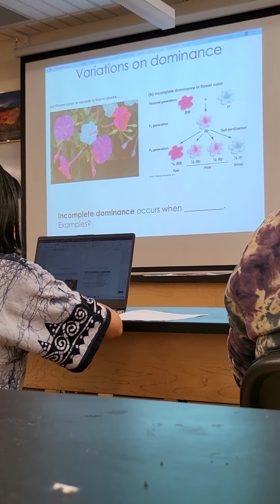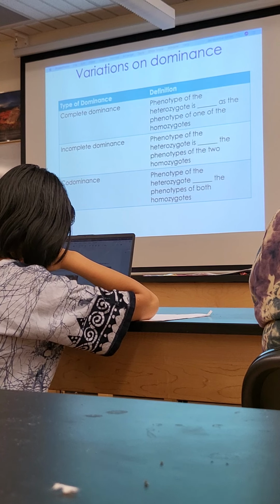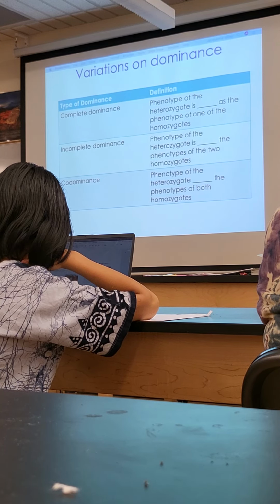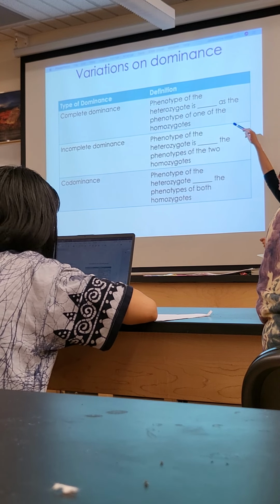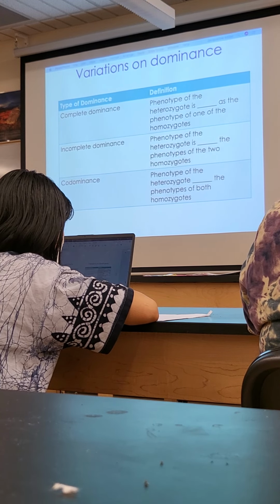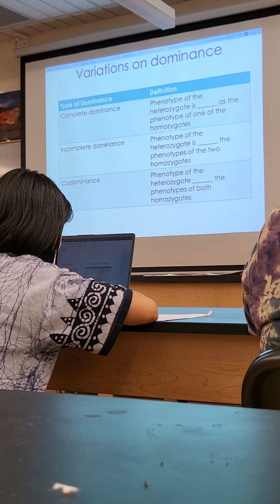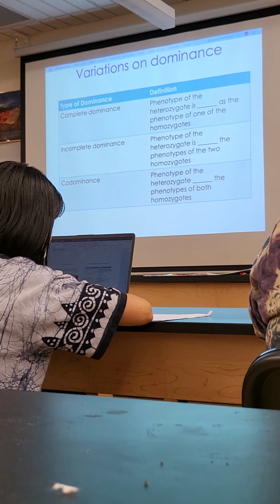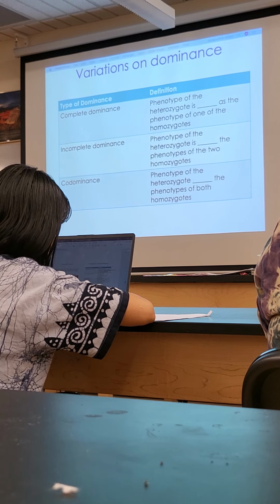Okay, so let's look at all of the dominance definitions. Complete dominance. The definition says the phenotype of the heterozygote is blank as the phenotype of one of the homozygotes. What would you think should go in the blank? The same. So the phenotype of the het is the same as the phenotype of one of the homozygotes. That would be complete dominance. That means that dosage doesn't matter. As long as you have one copy of functioning protein, it's enough to give you the phenotype.